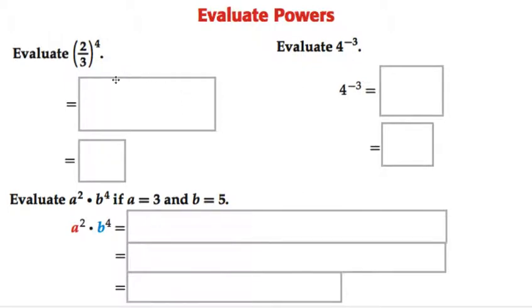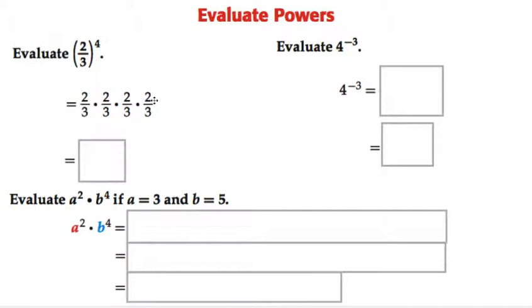Our directions are to evaluate what's in the parentheses. So we have 2/3 to the 4th power. Well, we know that means 2 times 2 times 2 times 2 over 3 times 3 times 3 times 3. It's 2/3 times itself 4 times, right? Whenever we see evaluate, we are going to get a final answer. So 2 times 2 is 4, 4 times 2 is 8, 8 times 2 is 16. 3 times 3 is 9, 9 times 3 is 27, 27 times 3 is 81, so we should get 16 over 81.